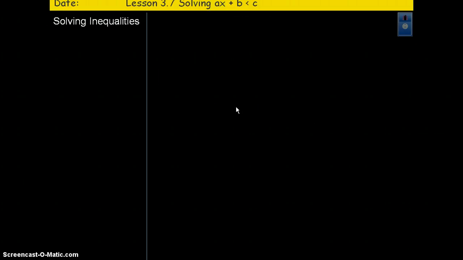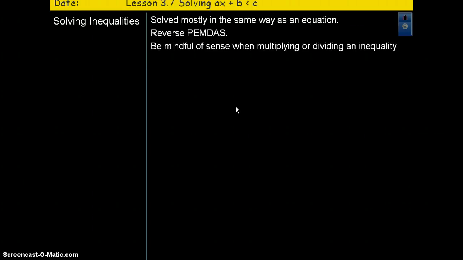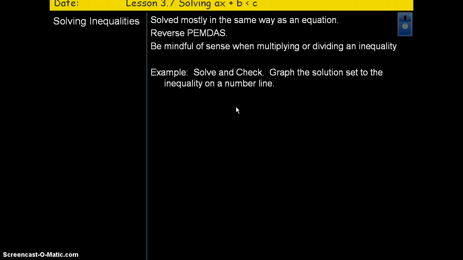We use this property to, of course, solve inequalities. They're solved mostly in the same way as an equation. We use our reverse PEMDAS. We undo the addition, the constant term first, and then we move into undoing the coefficient, the multiplication. We always want to be mindful of the sense if we multiply or divide an inequality, remembering that if it is multiplied or divided by a negative number, we do need to change the sense of the inequality, or flip the inequality symbol. Our first example: solve and check, graphing the solution set to the inequality on a number line.